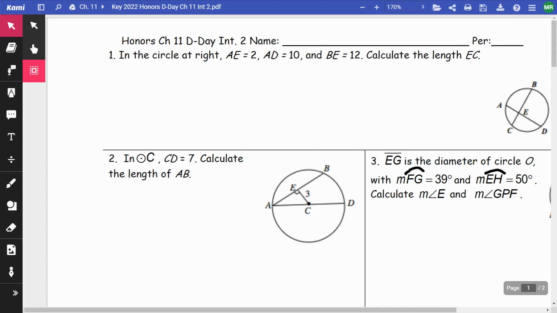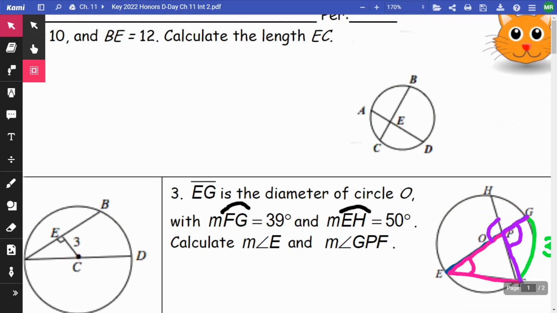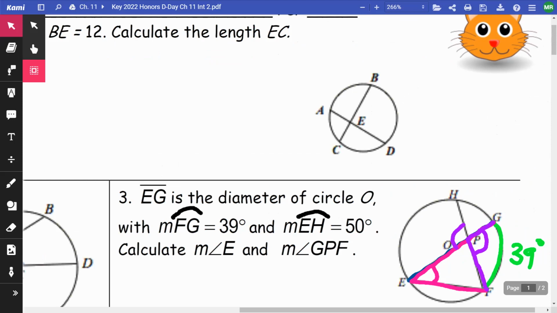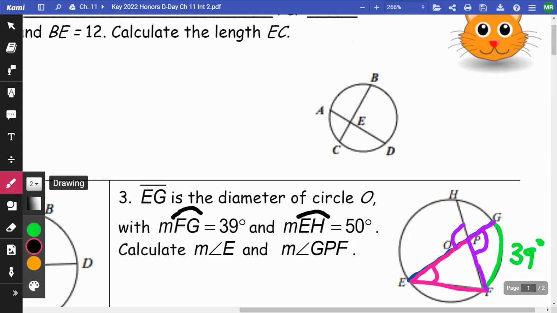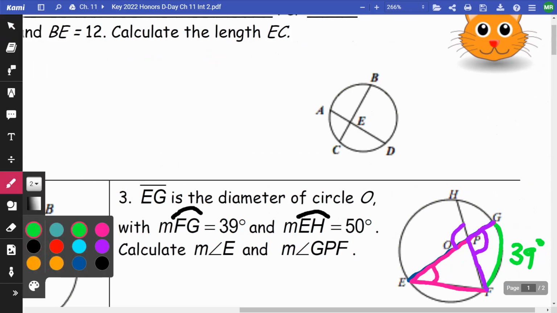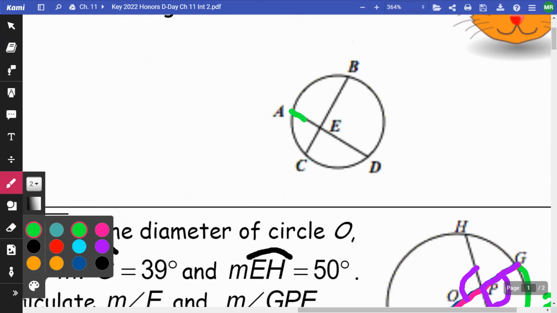On this first problem, we have a circle with two chords that are intersecting. When we have two chords intersecting, the segments that are formed, this segment here and this segment here, if I multiply those together, it's going to be the same as this segment here times this segment here.